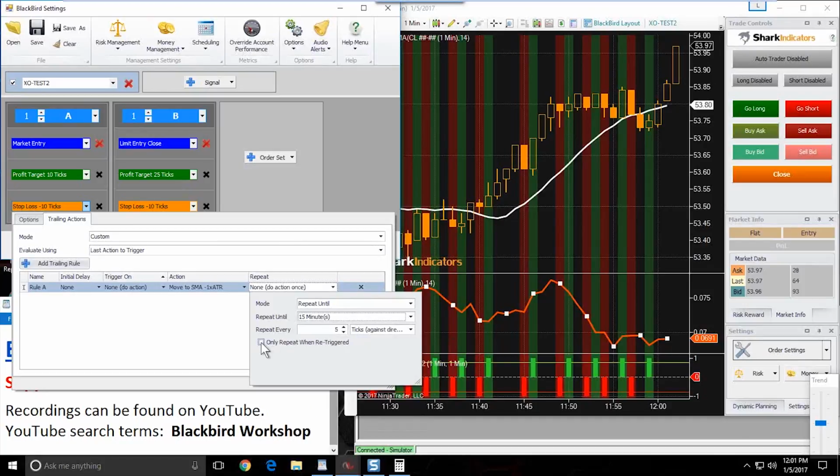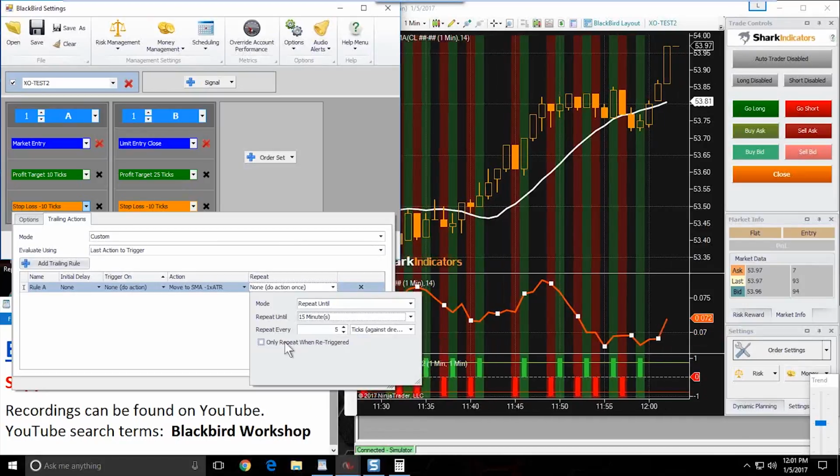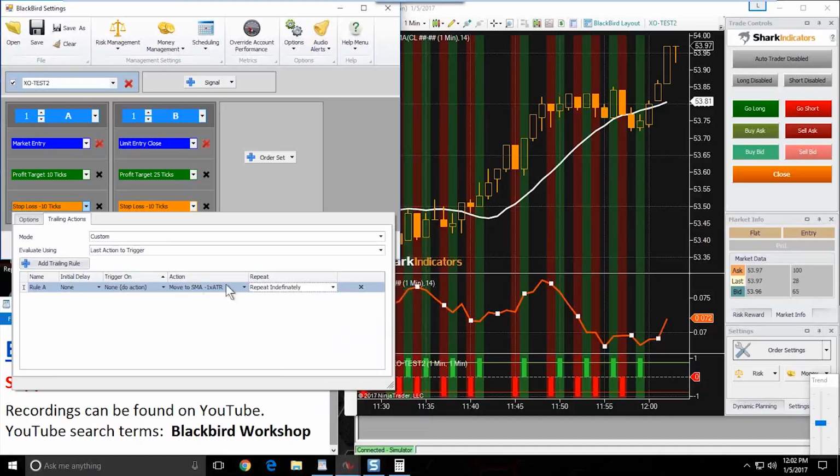Okay, now here's Jeff's question: what is this only repeat when re-triggered here? Something more practical would be, let's say we have a rule that says repeat indefinitely, and we're repeating, let's say, every bar here. To understand how this repeat works, we have to take a step back and take a look at the sequence of stuff.